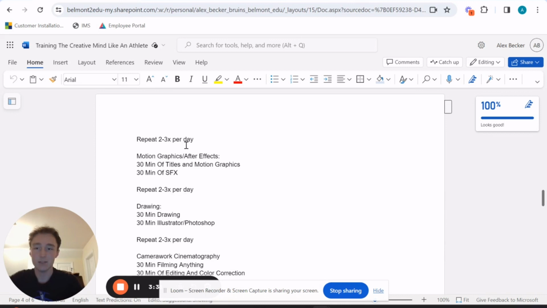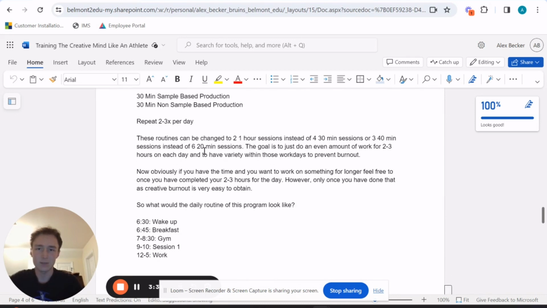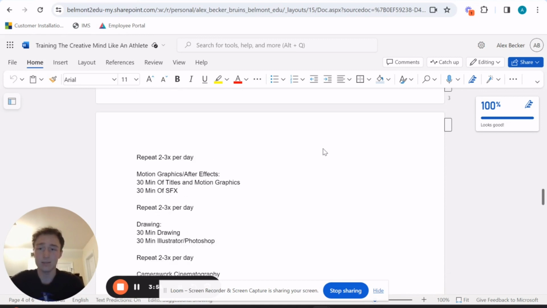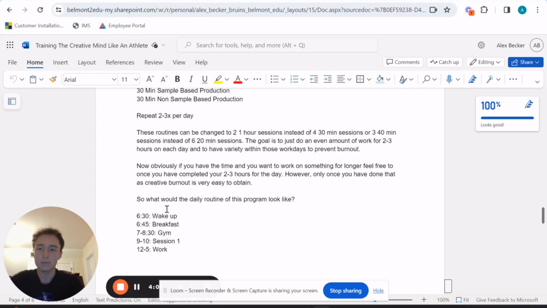So I have these kind of splits that I made up, but then there's some stuff down here. These routines can be changed to 2 1-hour sessions instead of 4 30-minute sessions or 3 40-minute sessions instead of 6 20-minute sessions. The goal is to do an even amount of work for 2 to 3 hours of each day. I do like this. I wouldn't recommend doing the same thing for 3 hours a day. I think there's not enough subcategorying here. But I do think you can at least find 2 to 3 hours a day where you don't have stuff to do and you can work on your craft.